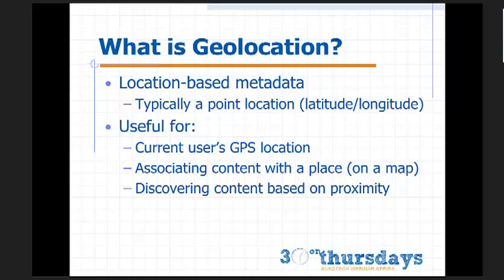And that sort of data is useful for things like obtaining the current user's location via GPS, or just associating content with a place and being able to render that and search for it on a map. And then, of course, by virtue of that map view, having the ability to discover content based on proximity to a specific location.